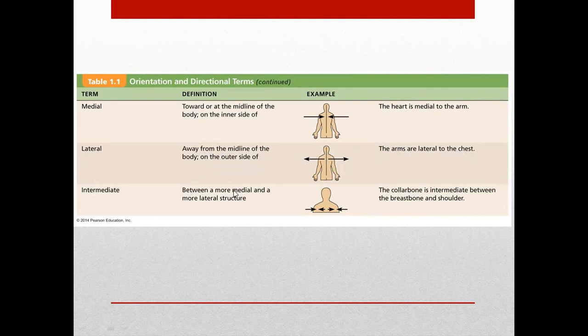Intermediate is between a more medial and a more lateral structure. The collarbone is intermediate between the breastbone and the shoulder. This is the example.